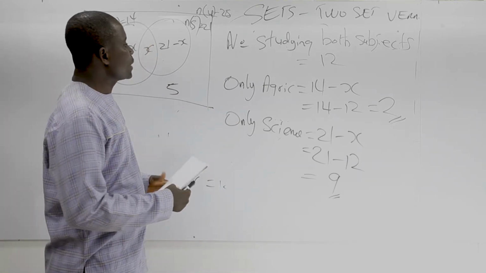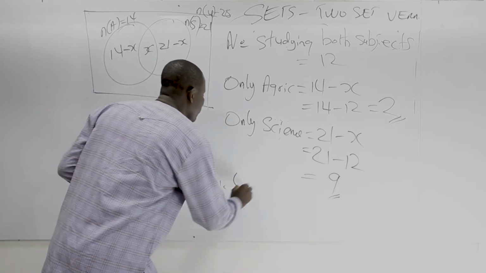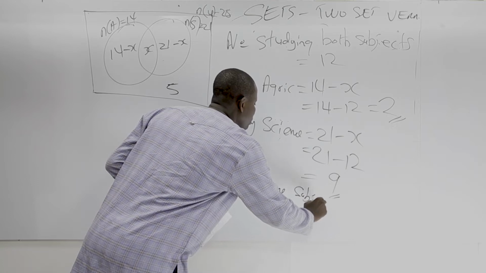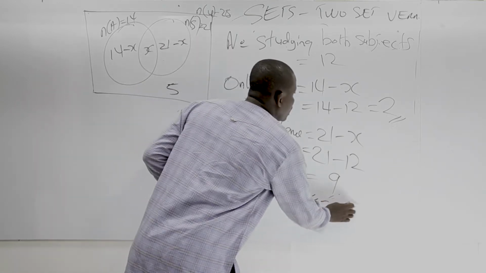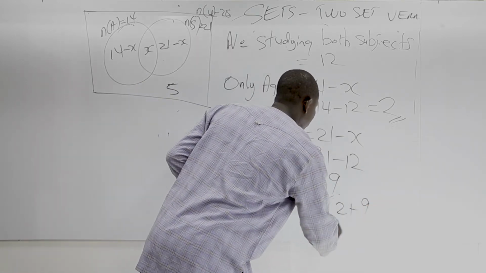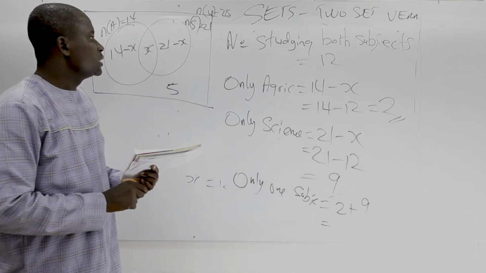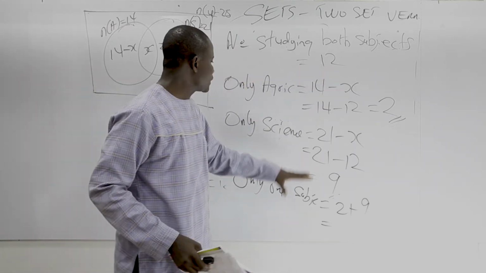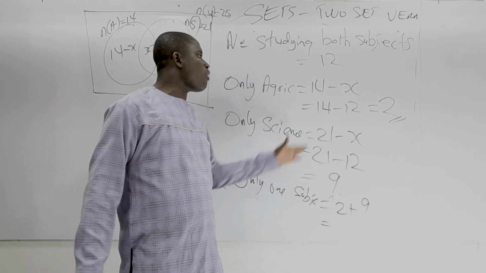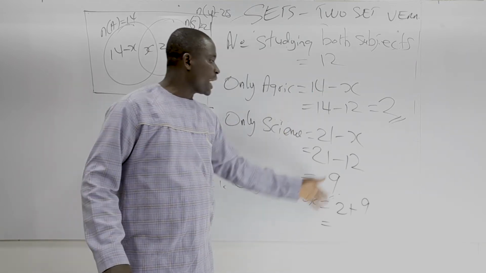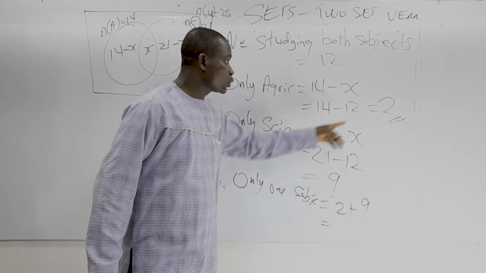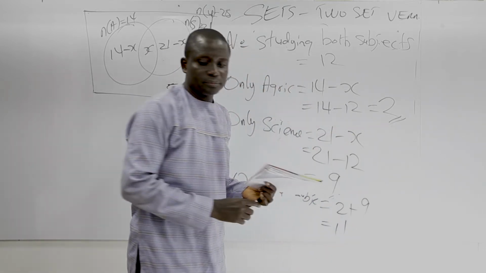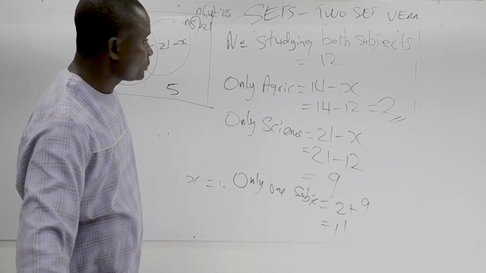Now, so that is that. So only one subject is going to be 2 plus 9. Where from the 2 and where from the 9? The 2 is only agric, and then the 9 is only science. So when we ask you how many people offered only one subject, it's 2 plus 9. That gives you 11. Is that okay? That gives you 11.